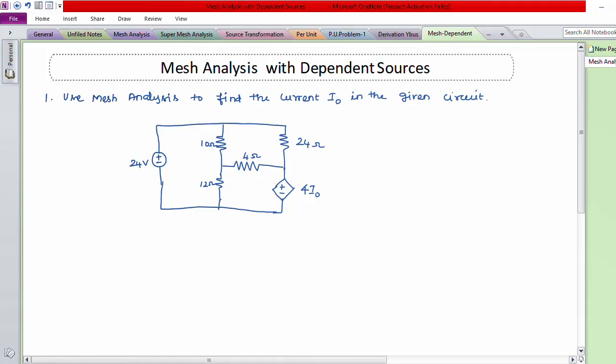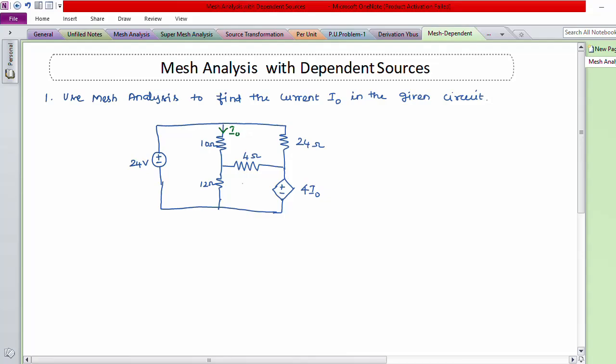Now let us see the example for dependent source. Use mesh analysis to find the current I0 in the given circuit. Now, in this case, here you are having 3 loop circuit. So now, here the I0 is present here. So, the step 1 for the mesh analysis is, first we have to identify the number of meshes. So, in this given circuit, we will have 3 meshes.